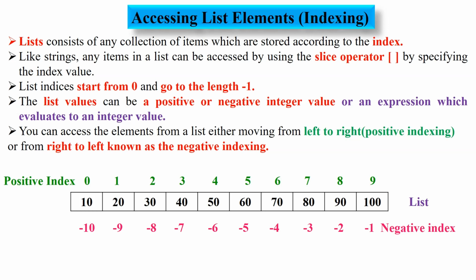Now look at this picture, which shows the positive and negative indices in a list. Positive indices move from left to right, starting from 0 and going to the length minus 1. Negative indices move from right to left, starting from -1, -2, and so on. Each given element, 10, 20, 30 up to 100, can be accessed through their indexes enclosed inside square brackets.